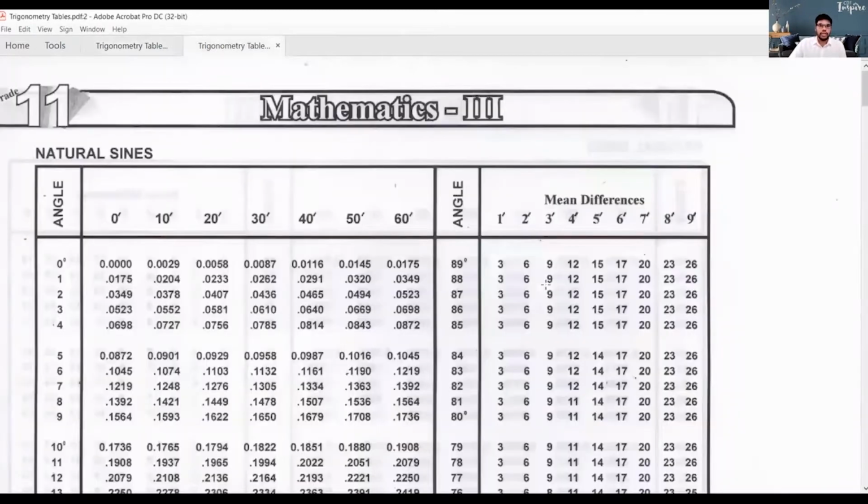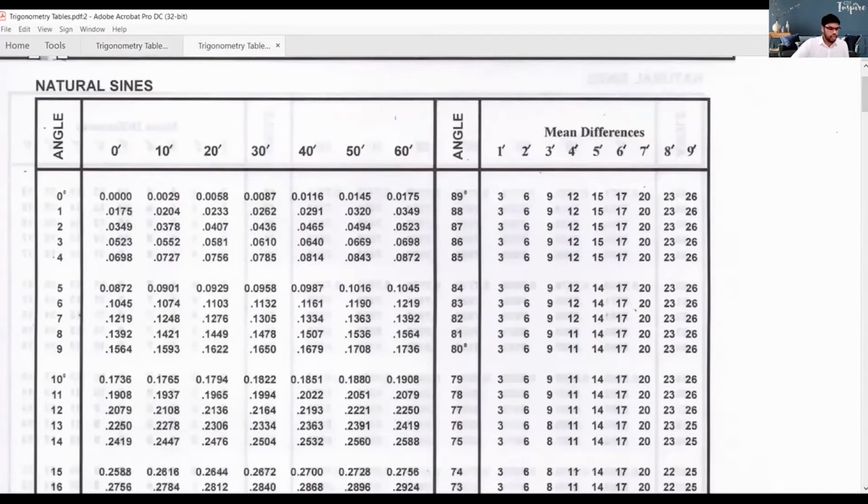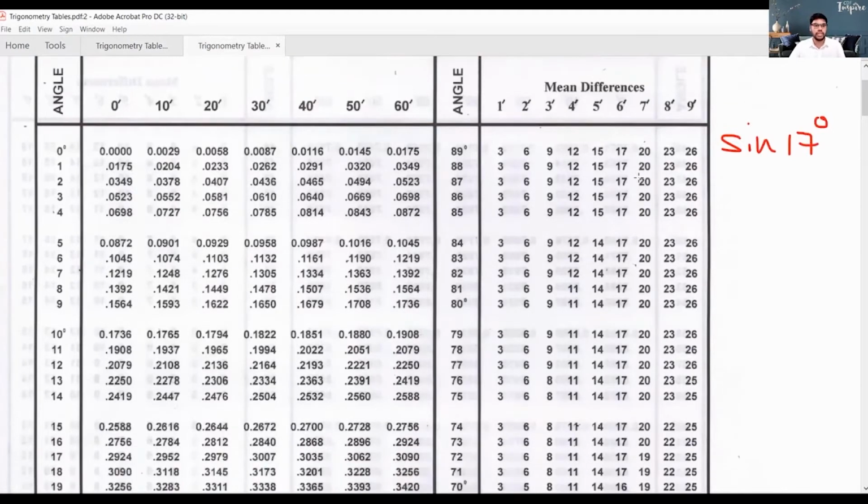All right, now here I have a zoomed in view. Children, we'll first learn how to measure some sine angles. We'll start with, say, sine 17 degrees. This is very easy to read. Let me scroll down a little bit more. You can see I have the angle 17 degrees right here. There are no minutes in this angle, just 17 degrees. Very easy to find the answer. It is 0.2924.